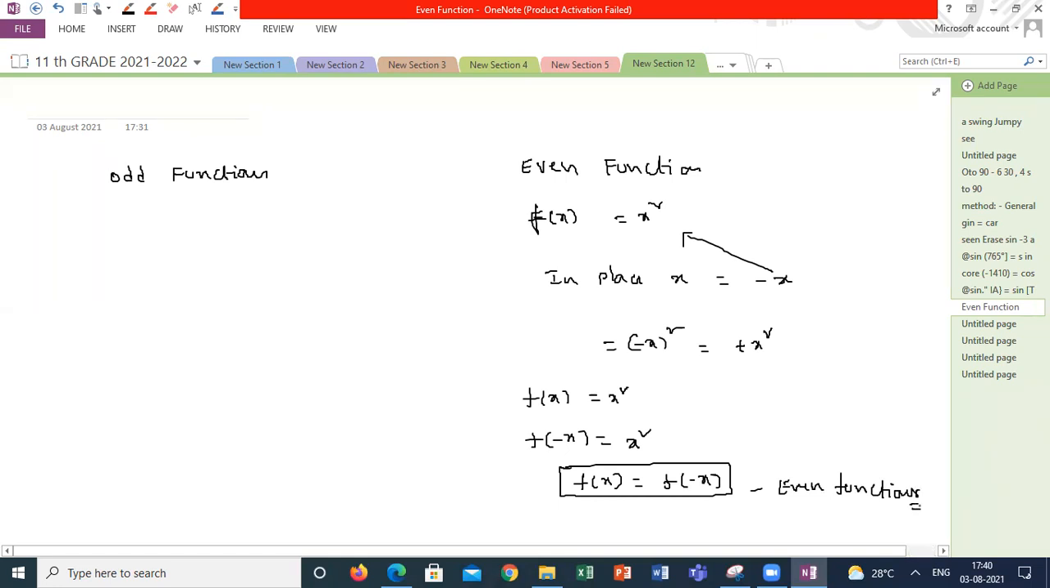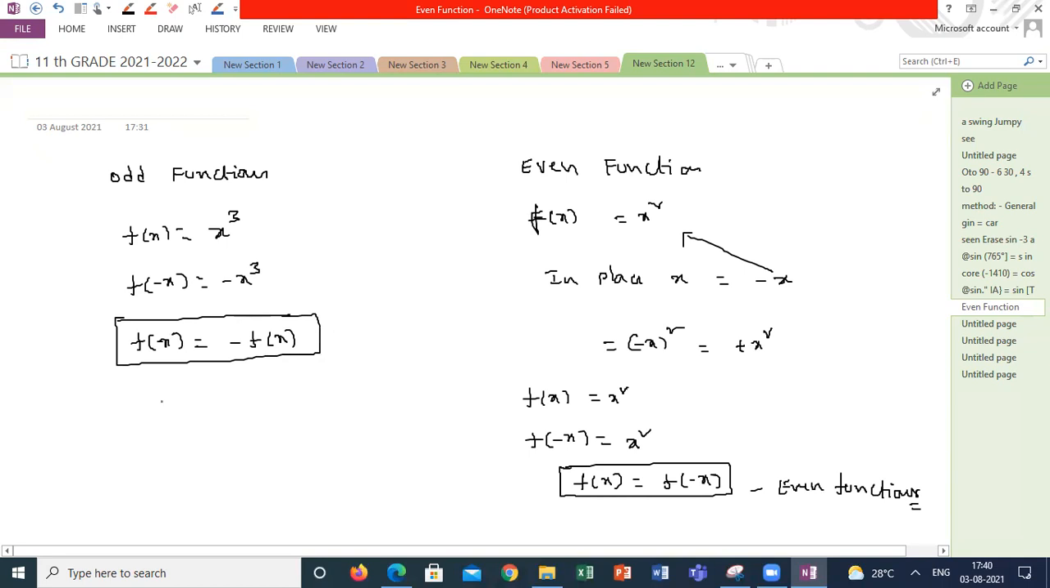Understood, guys? What is the meaning of even functions? When it comes to odd functions, it is different. If f of x is equal to x cube, f of minus x is equal to minus x cube. That means if I replace x with minus x and get minus f of x, then it is called an odd function. There are some functions which are neither even nor odd. Odd functions: f of minus x is equal to minus f of x. The best example is x cube.